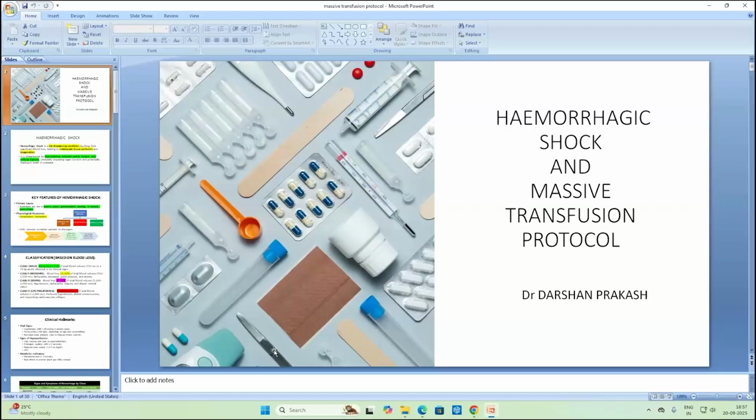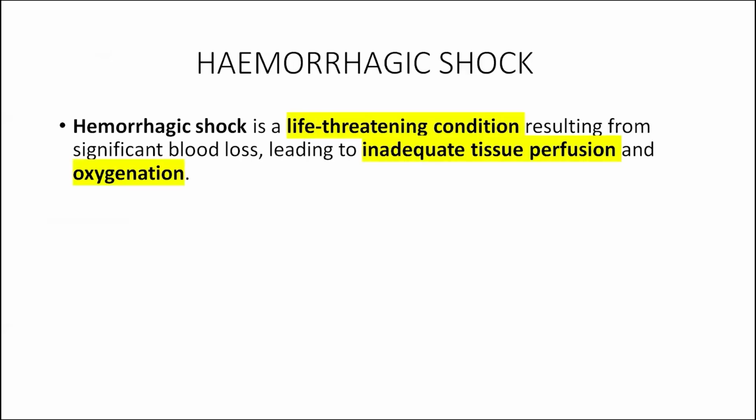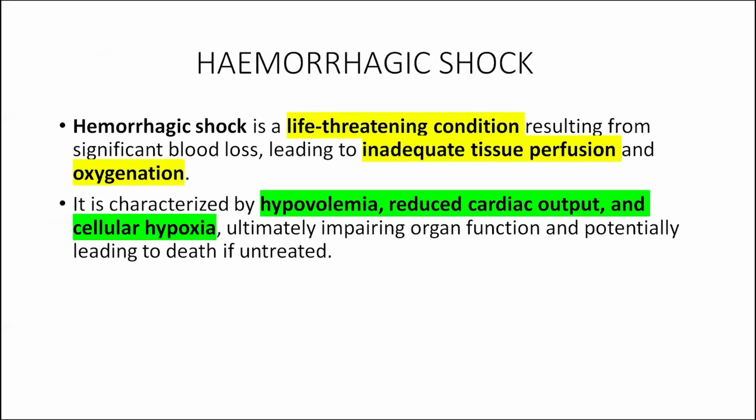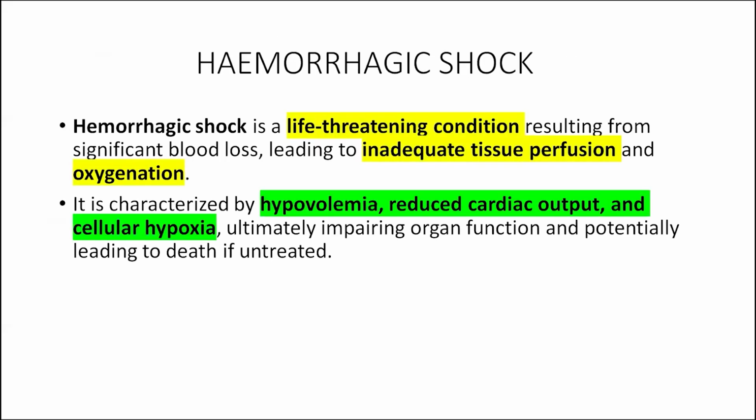Hemorrhagic shock is a life-threatening condition resulting from significant blood loss, leading to inadequate tissue perfusion and oxygenation. It is characterized by hypovolemia, reduced cardiac output, and cellular hypoxia, leading to impaired organ function, potentially leading to death if not checked at the right time. So if you remember this heading, it's more than enough.